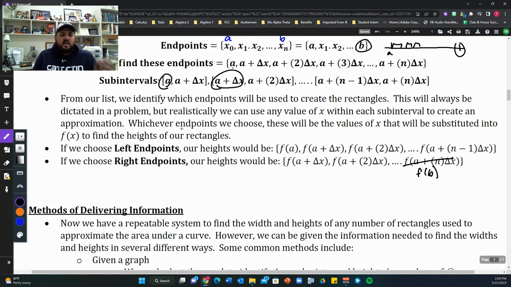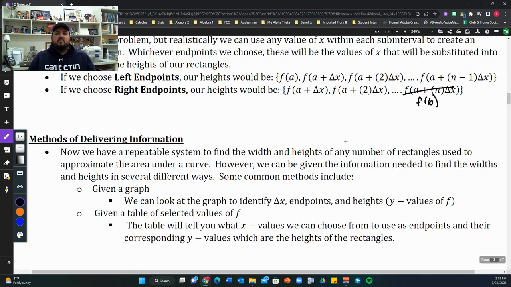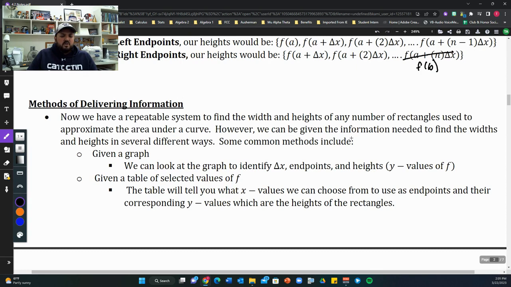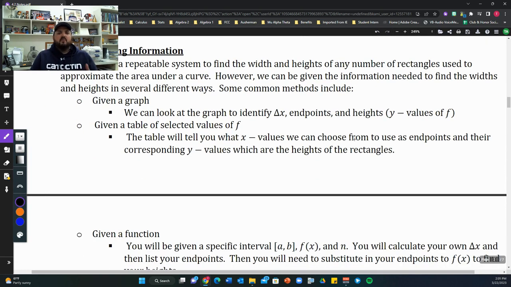So once we have the endpoints that we're going to use, that will allow us to come up with the heights that we're going to use, and then we can just do all the math. So the math is actually the easiest part of this whole process. It's really setting everything up and gathering all the information that we need that can be a little time consuming. So the way that we can get those values or get the information will kind of dictate how time consuming or difficult the whole thing is. There are a handful of different ways that I could deliver the information to you that we need. But no matter how I give it to you, the system, the structure, and the process are really always going to be the same thing.